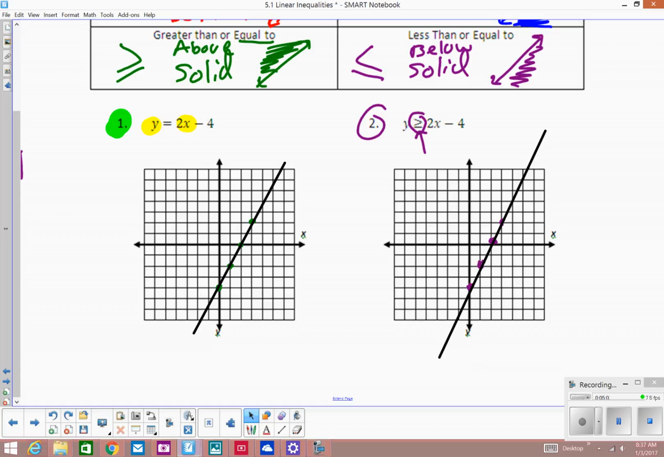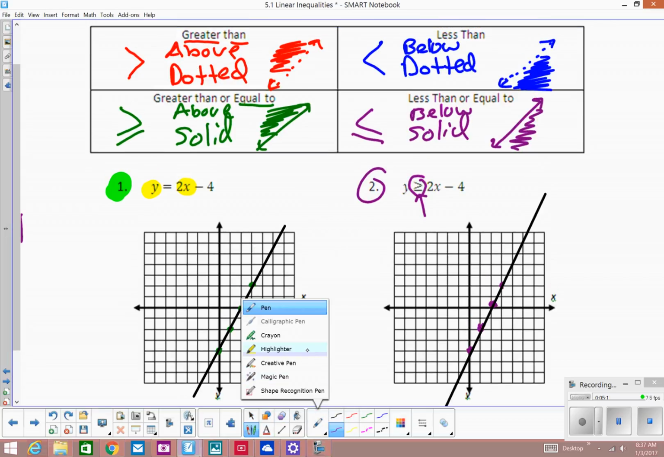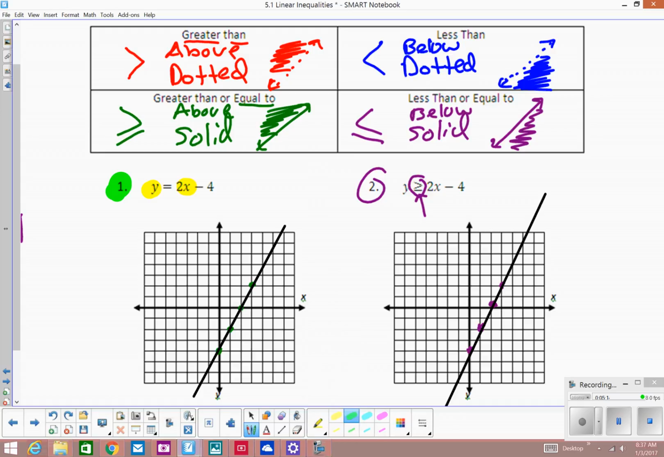Now I need to know if I'm going to shade above or below. And since it's greater than or equal to, I'm going to go to my chart and it says shade above. So I'm just going to take my highlighter and shade above the line. If you're trying to think which side's above and which side's below, you could always test a point and see if it's true. But think of this line as a roof. This side's going to be under the roof, this side's going to be over the roof, and I want it over the roof since it's above.